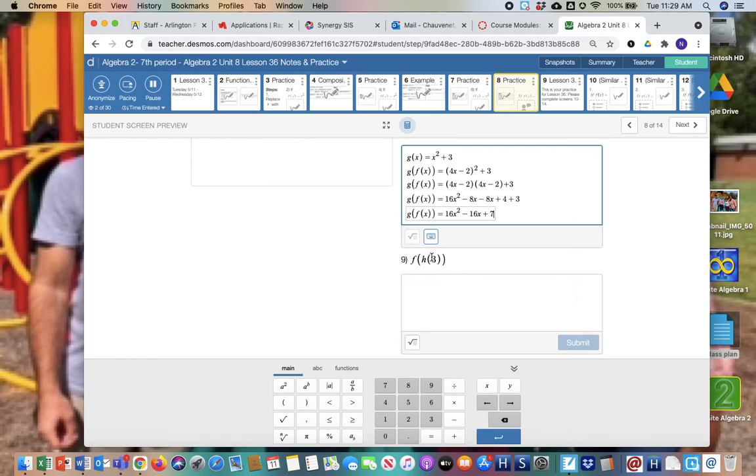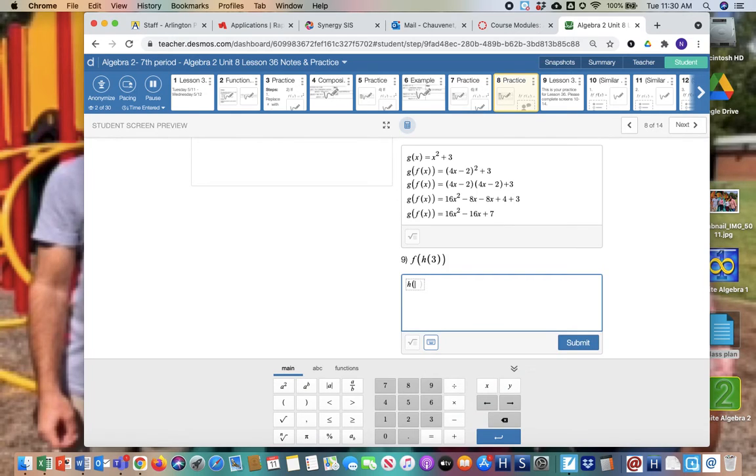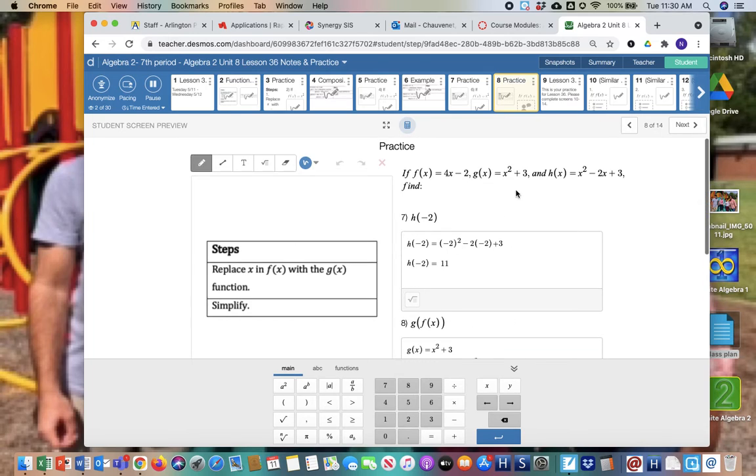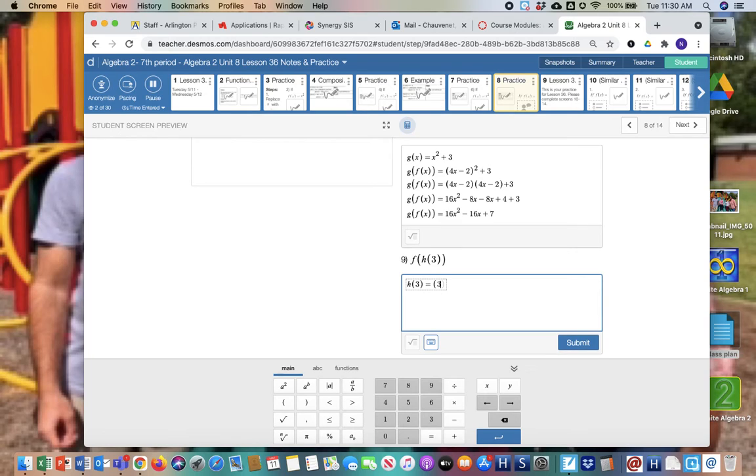Okay, last but not least, f of h of 3. The way I like to do this is let's find h of 3. We'll get that answer, then we plug it into the f. So I'm going to start with my inside and work my way out. So h of 3. Now, where's my h of x equation? Oh, here it is. But now instead of plugging in the negative 2 like we did before, we're going to plug in the 3. So it's x squared, so parentheses 3 squared, and it's minus 2x, so minus 2 times 3, and then it's plus 3.